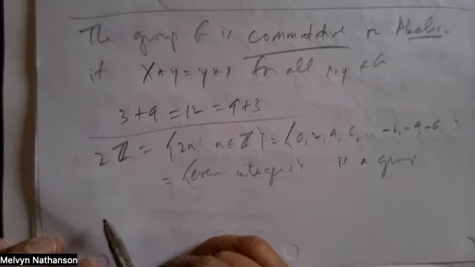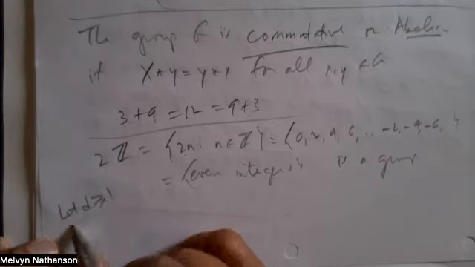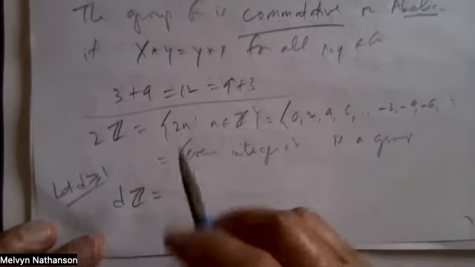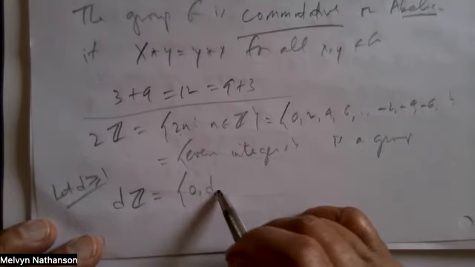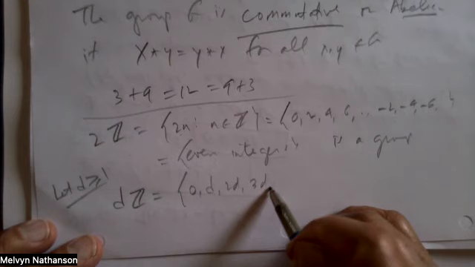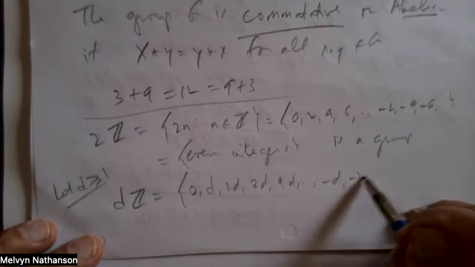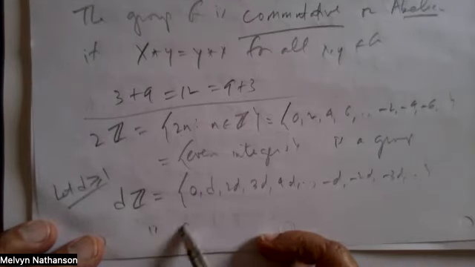In fact, if we let d be any integer, at least 1, and let dZ be the set of all multiples of d: 0 times d, 2d, 3d, 4d, and the negatives minus d, minus 2d, minus 3d. This is also a group.